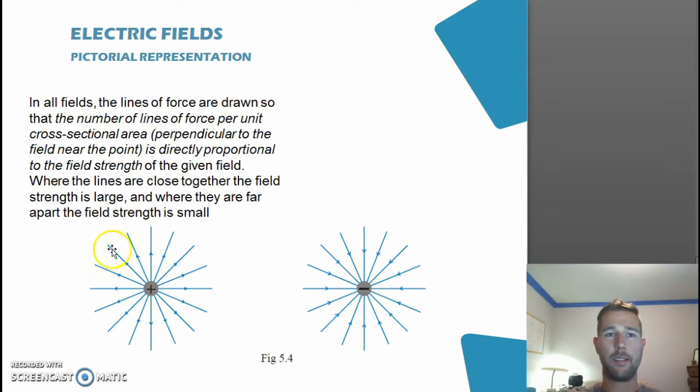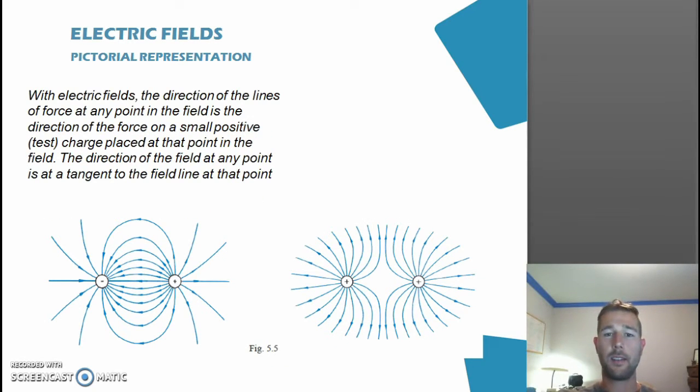So if we look at this one on the left, for example, around the particle itself, the lines are very close together. So this suggests that the field around the particle is strong. Now if we go further out, away from the center of the particle, the lines are further apart, suggesting that the field is weaker than it is in the middle.